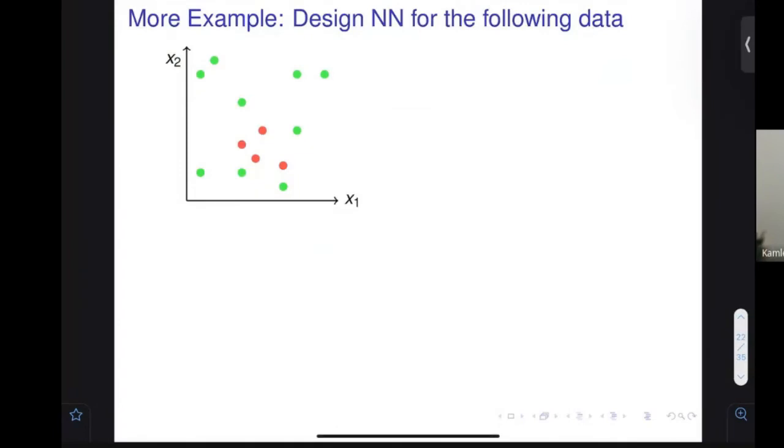Now I have an example for you. These are the positive green points, and this is the red point. Note that this is the red point. Can you draw a line that can segregate all the green points from the red point? Yes or no? No, sir. So if I want to develop a classifier for this kind of system, how can I go ahead with that?